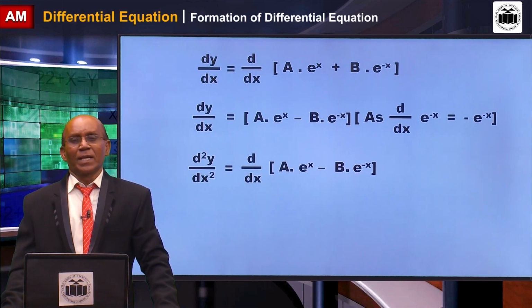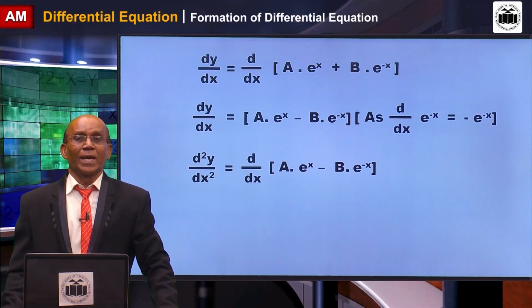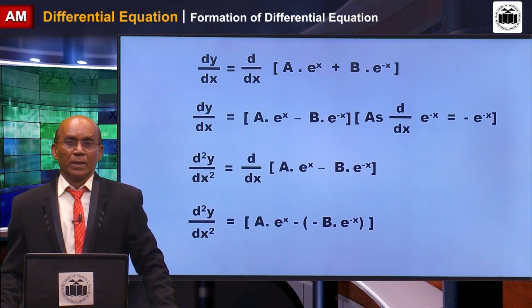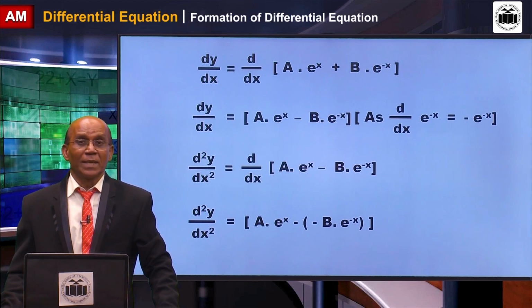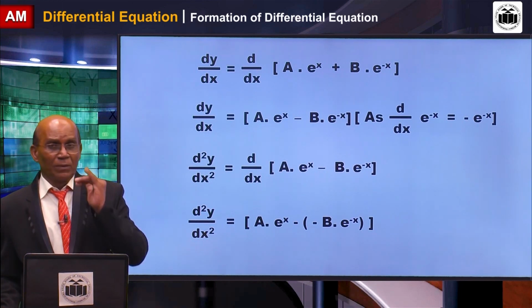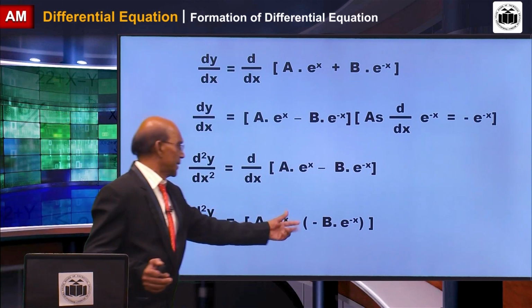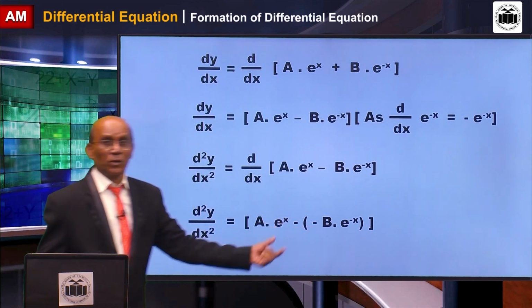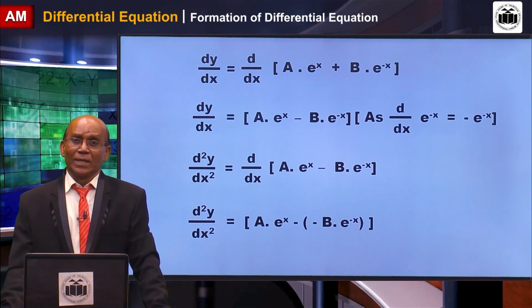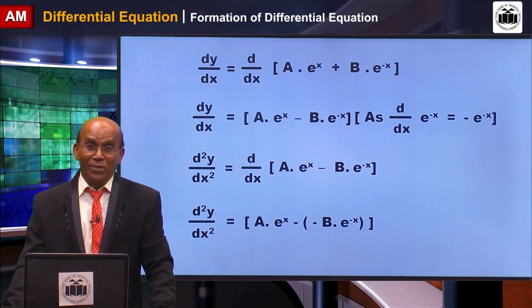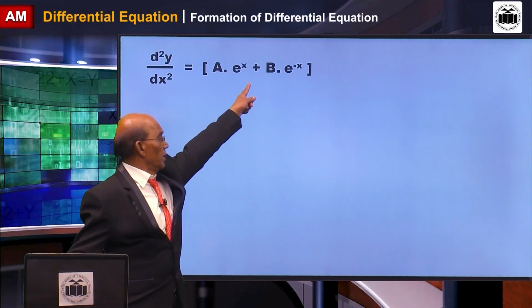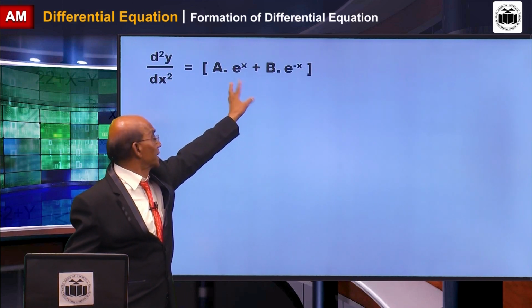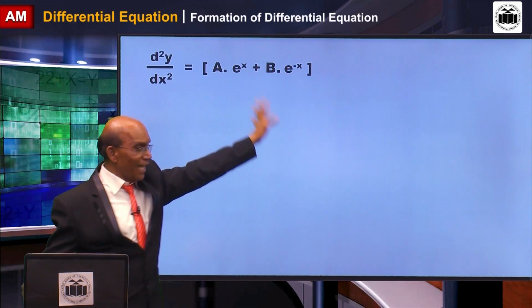So d square y by dx square equals d by dx of a e raised to x minus b e raised to minus x. Again, d square y by dx square equals a e raised to x minus b e raised to minus x. Again, when the student writes the next step, there will be some mistakes in these two signs. As earlier, you know that when we take two negative signs it becomes positive, and hence we can write the next step here, see, that is a plus sign. Positively we must say that it is a e raised to x plus b e raised to minus x now.